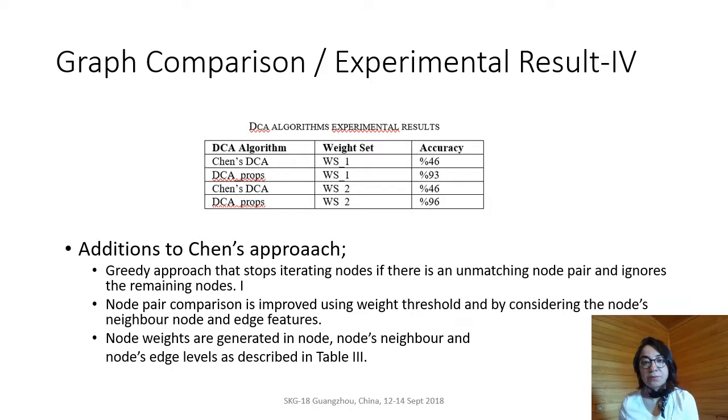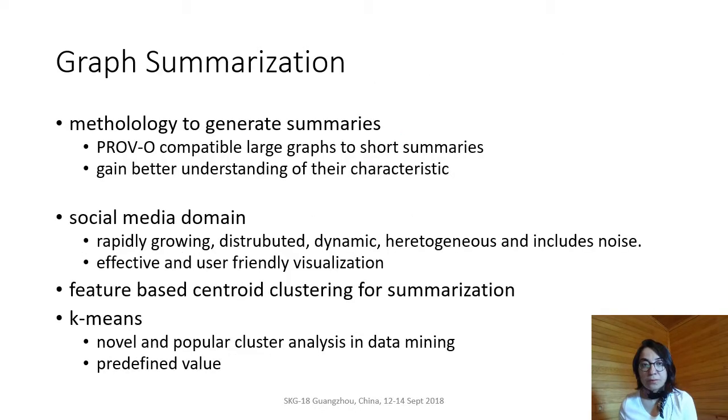For graph summarization, we propose a summarization methodology to generate short summaries for Prov-O compatible large provenance graphs to gain a better understanding of their characteristics. Especially in the social media domain, data is rapidly growing, distributed, dynamic, heterogeneous, and includes noise. When social media provenance data is considered for summarization, an effective and user-friendly visualization is generated.